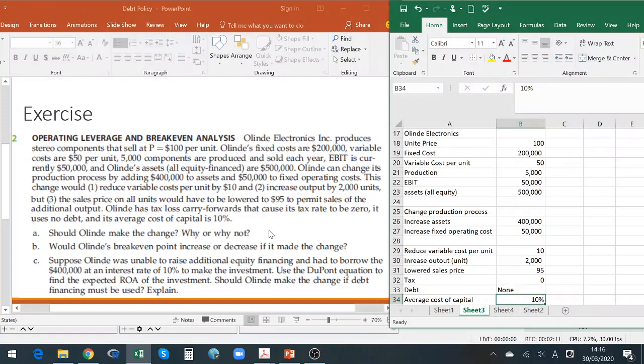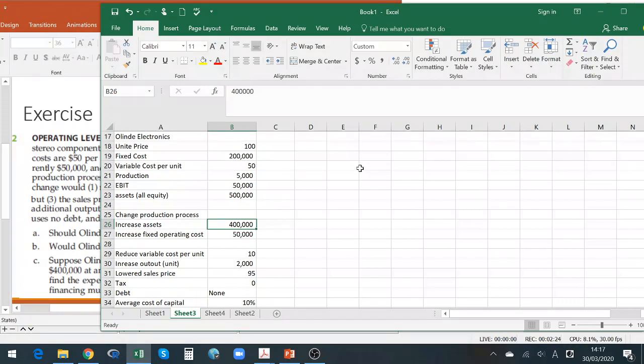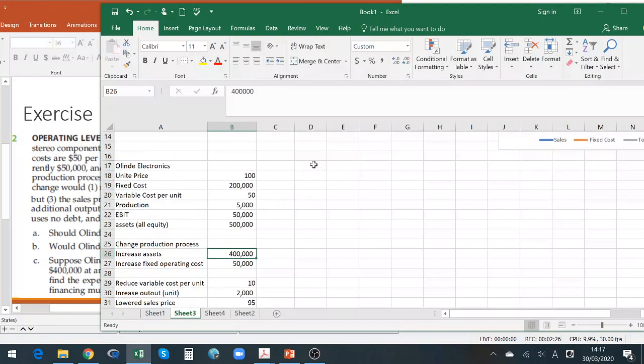Then the question is, should this company make the changes? Why or why not? So the question is, should they invest in this new asset? So let's look at it. Let's do this together.